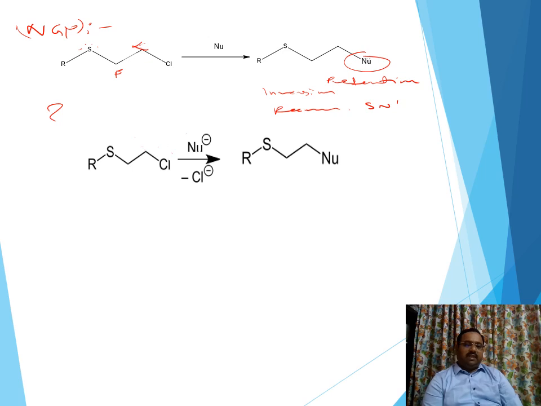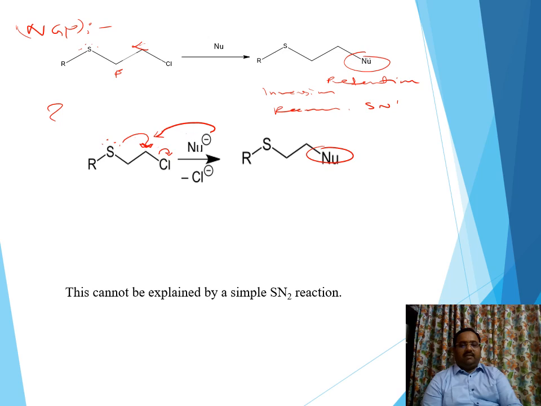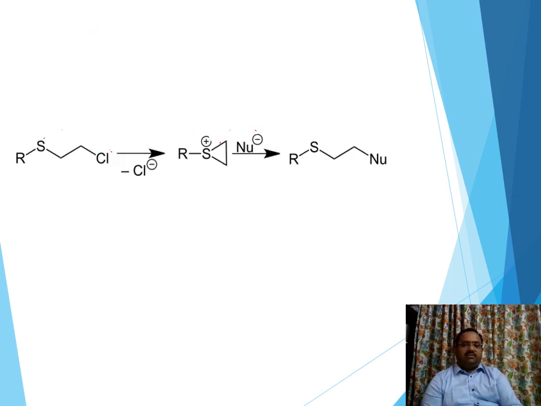You can see here, suppose these are the lone pair of electrons. It attacks this carbon. This acts as your internal nucleophile. The Cl liberates as Cl minus, and then in the second step there is an attack by another nucleophile. So you get a new nucleophile at the same position. But this reaction cannot be explained by the simple SN2 reaction.